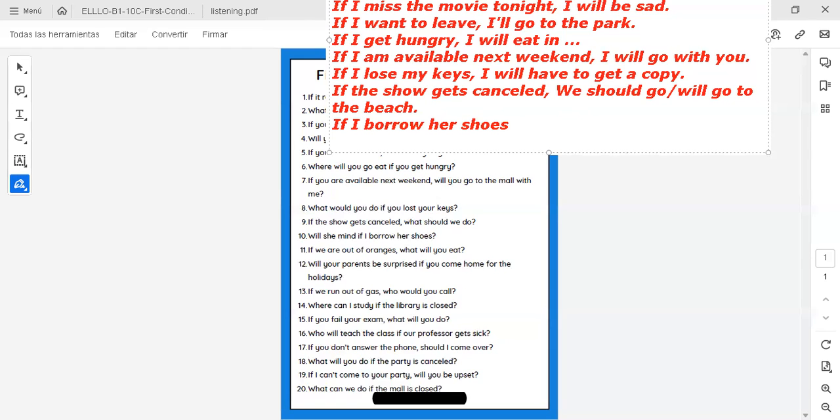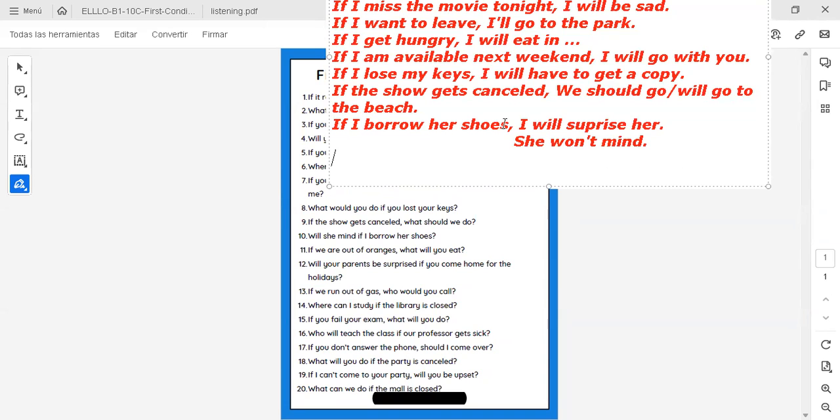I will surprise her if I borrow her shoes. Or you can say, she won't mind if I borrow her shoes. No le importaría, she won't mind. She wouldn't mind.